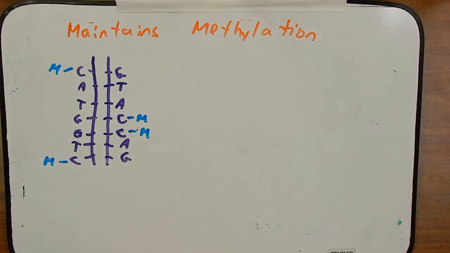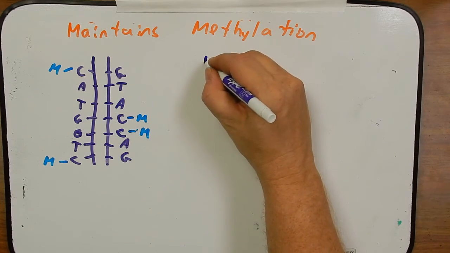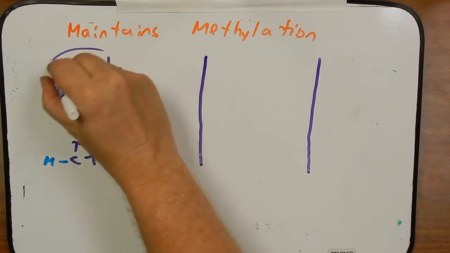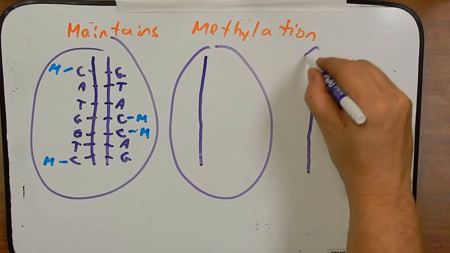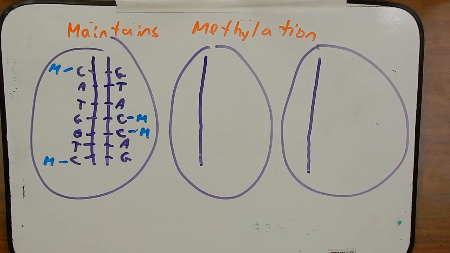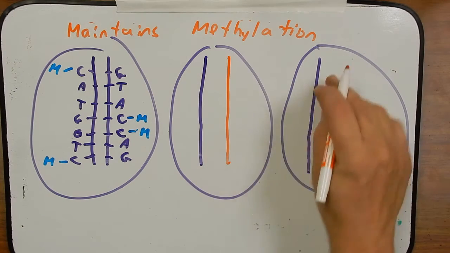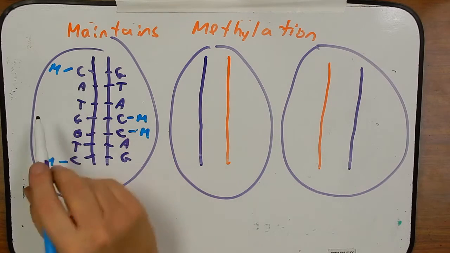And this strand is used as a template. So let's go ahead and draw our two new cells. So this was our original one. These will be our new ones. And I'm going to draw the new DNA strand, like so. I'm going to draw the purple ones first, our parental ones.